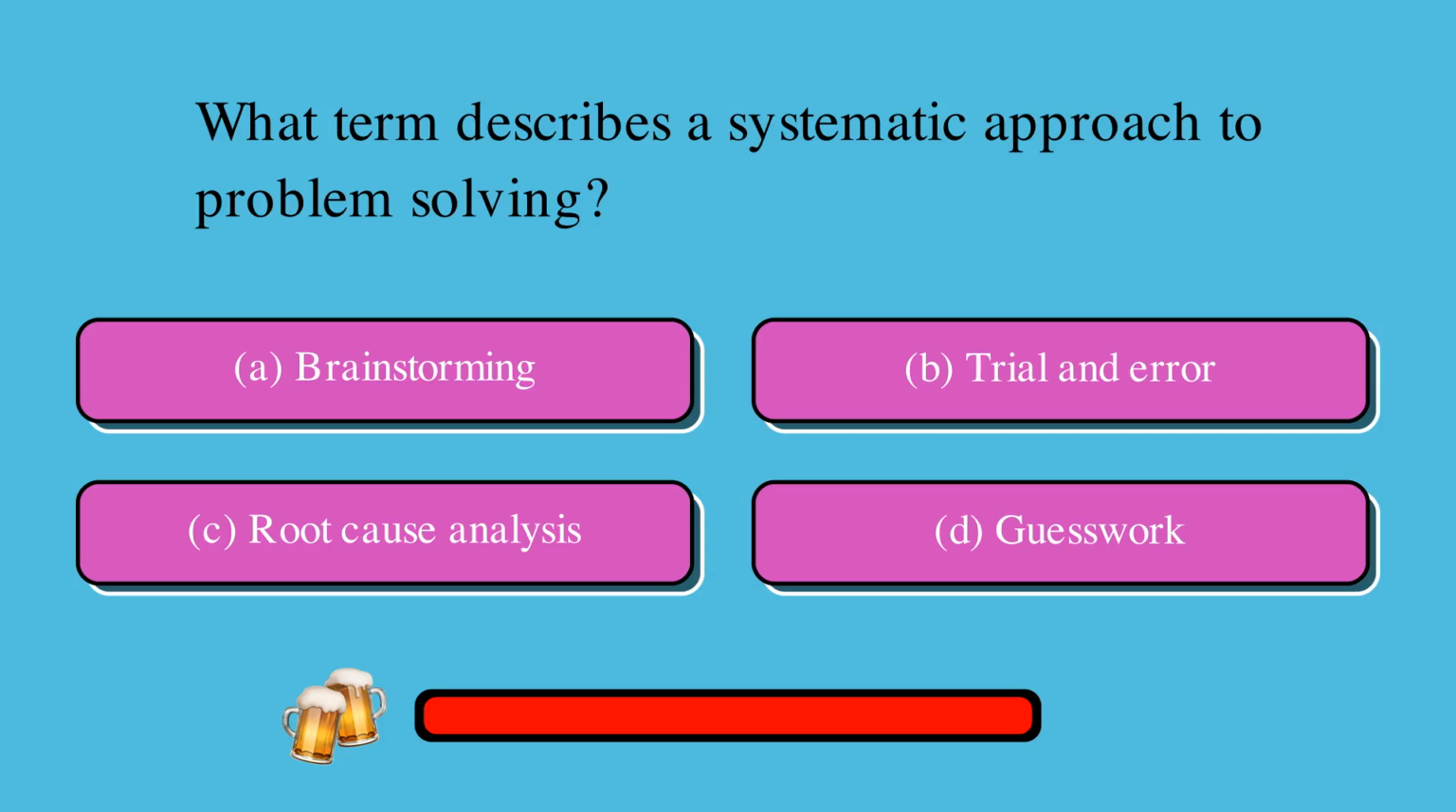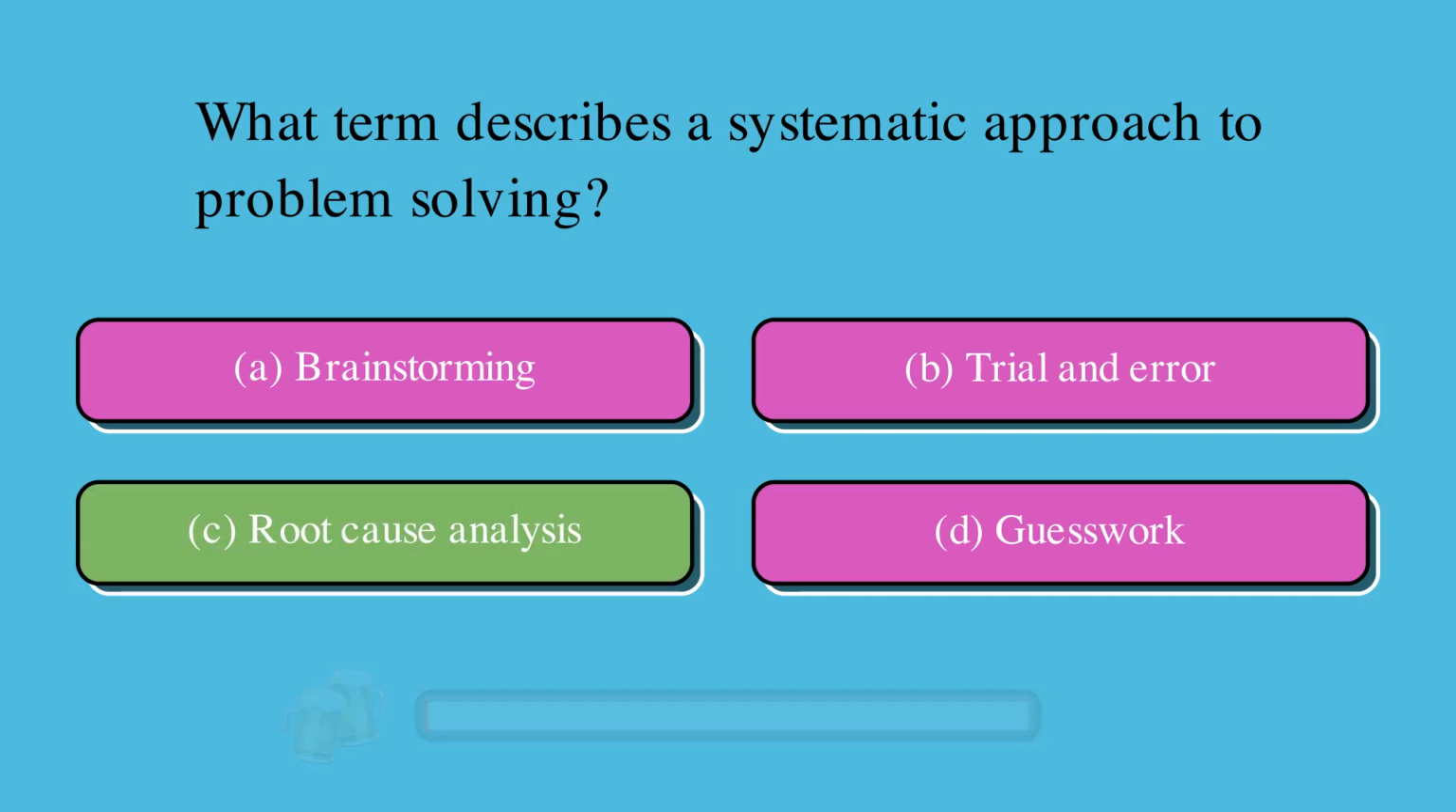What term describes a systematic approach to problem solving? Is it A, brainstorming, B, trial and error, C, root cause analysis, or D, guesswork? The correct answer is C, root cause analysis.